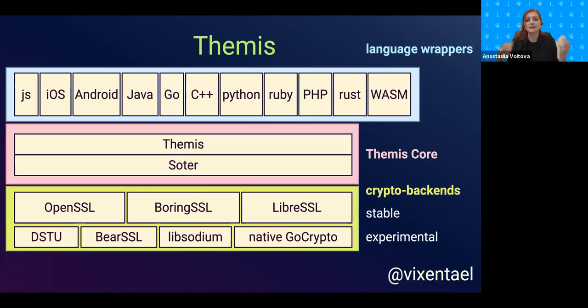The next layer is the Themis core. Basically, there's a C code that uses these crypto primitives and then pushes it forward to the language wrapper. The language wrapper is another library that provides a user-friendly API for developers. Because, as an iOS developer, for example, I don't want to call some C library in my code. I want to have a nice Objective-C or Swift library.